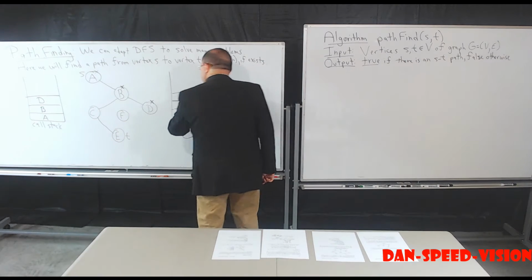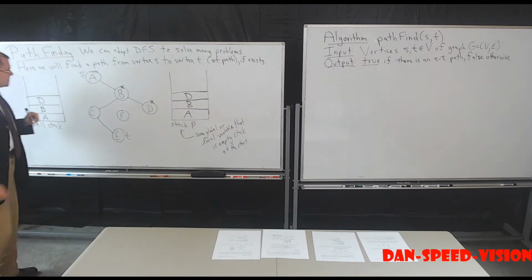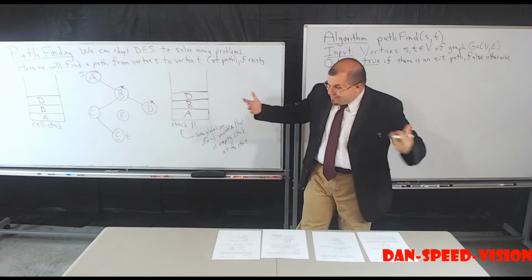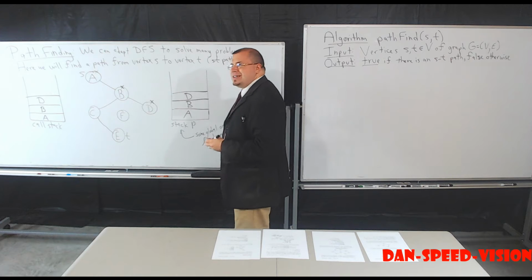I put D on the stack, and then what do I do? I go through all the incident edges, right? But do I have any that I have not yet marked? Well, it's just B, but B's already been marked, right? So I don't really care about that. So do I have anything else I need to do at D? Well, I've checked all my incident edges.